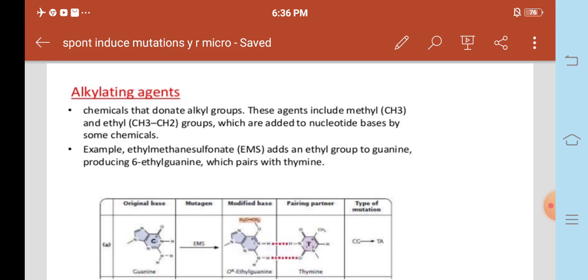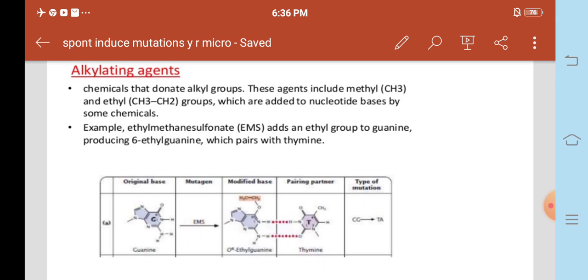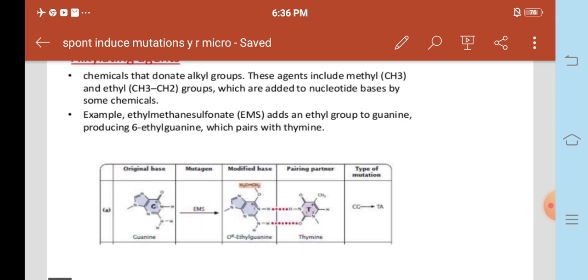And next, alkylating agents. Chemicals that donate alkyl groups. These agents include methyl and ethyl groups, which are added to nucleotide bases by some chemicals. Example: ethyl methane sulfonate adds an ethyl group to guanine, producing 6-ethylguanine, which pairs with thymine.